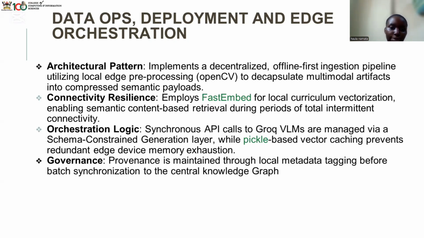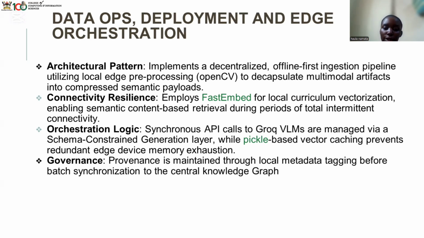The system is designed for offline. It was majorly designed for offline-first operations, since low-resource environments usually have issues with connectivity, and we also want edge devices to locally process the multimedia artifacts before synchronization. For edge preprocessing, we use OpenCV processing and semantic compression to reduce bandwidth usage. And then we had local vector caching to prevent repeated semantic computations and reduce memory exhaustion.